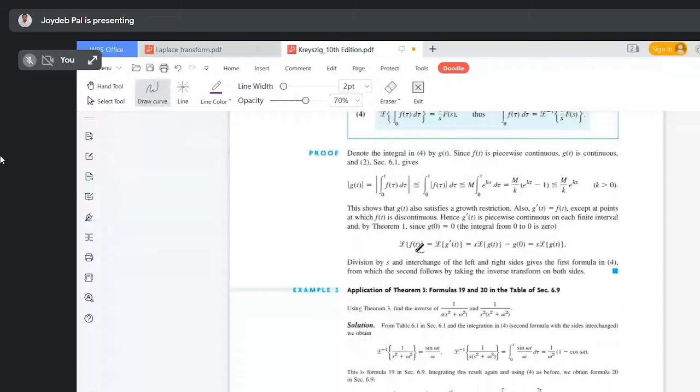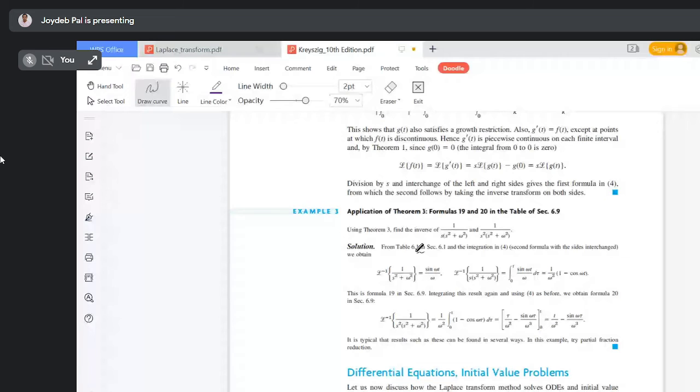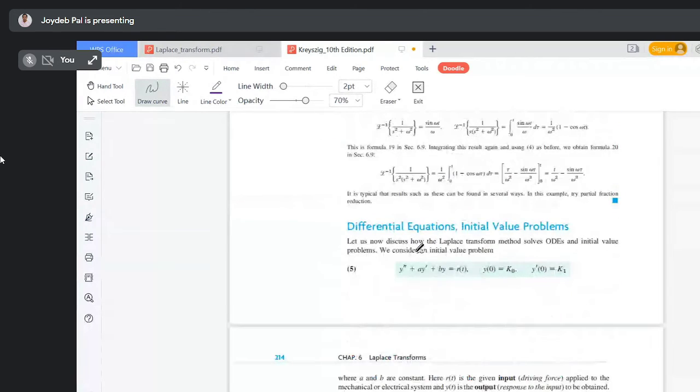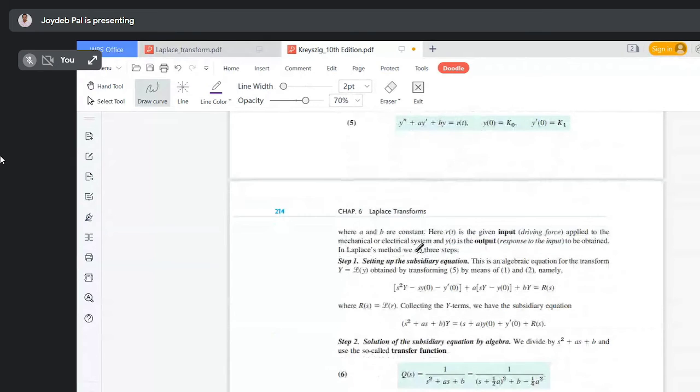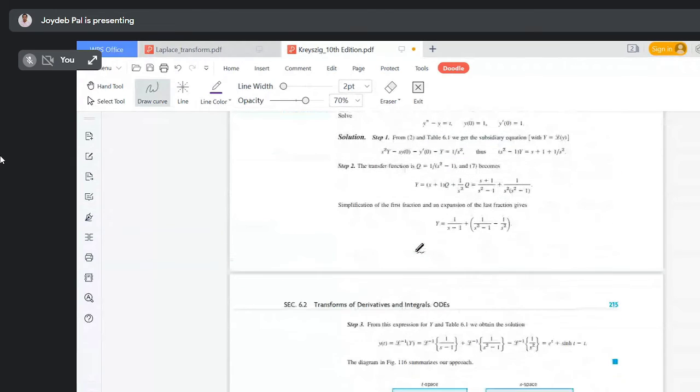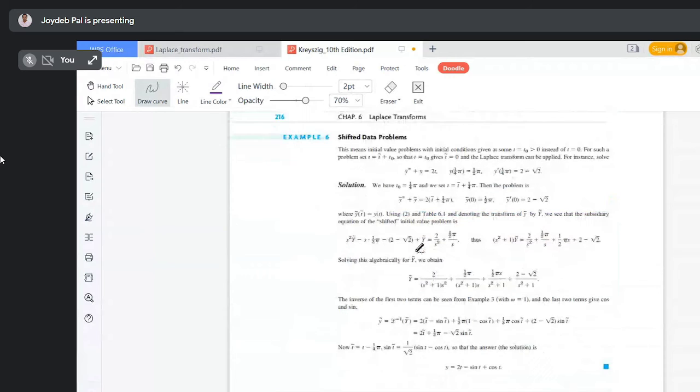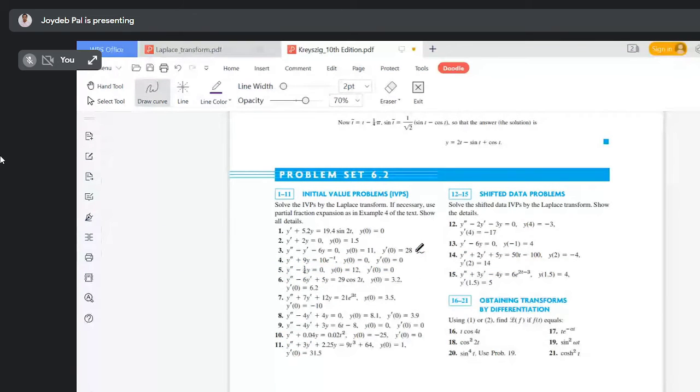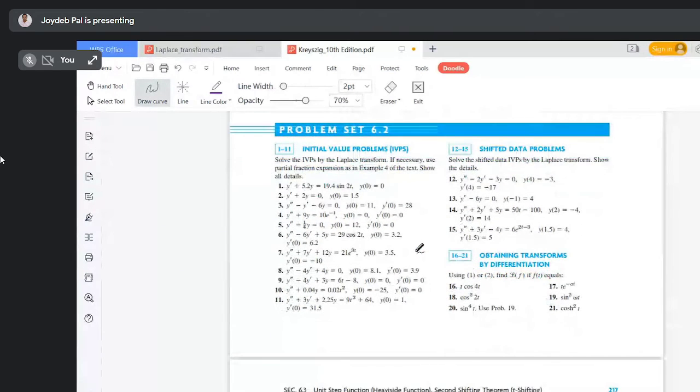Now see, we will solve ODEs by that Laplace transform of derivative formula, but there are some other uses also. I'm showing you. I'm coming to the exercise. So it is asked in problem number 17.